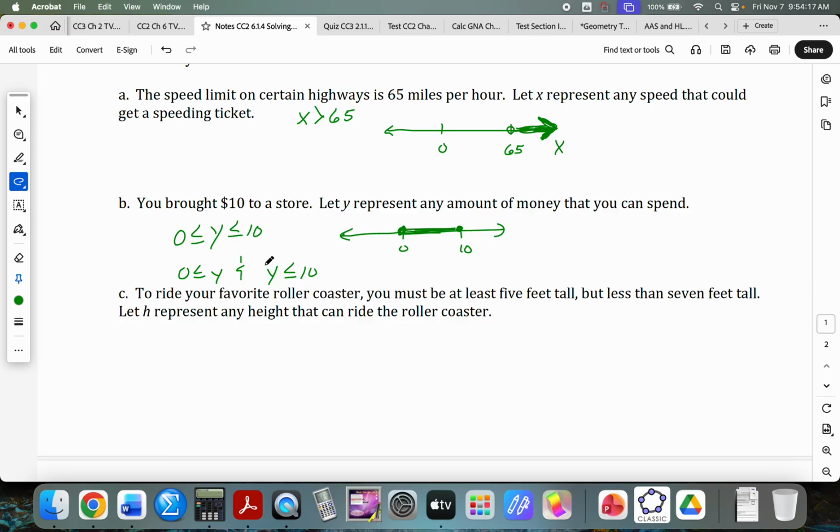All right, let's apply that thinking to this next one. To ride your favorite roller coaster, you must be at least 5 feet tall, but less than 7 feet tall, so you don't whack your head on something. So, can you ride it if you're 5 feet tall? Yes. So we're going to include 5. Can you be 7 feet tall? No, it says less than 7.